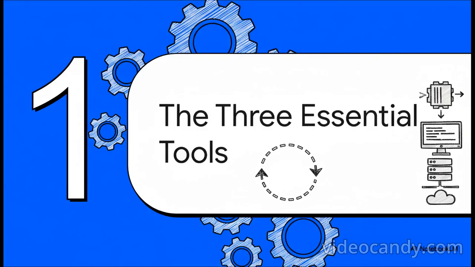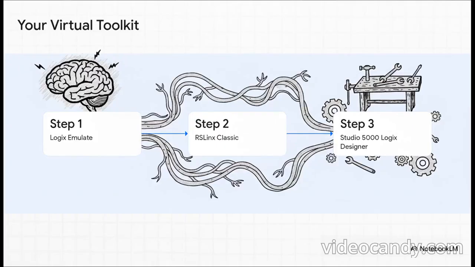Okay, so to pull this off, you're going to need a very specific set of tools. This entire virtual setup hinges on 3 key pieces of software that are designed to work together, creating a totally seamless environment right on your desktop. And here they are, our 3 musketeers. You got Logix Emulate, RSLinx Classic, and Studio 5000 Logix Designer. Think of them as the brain, the nervous system, and the workbench of our virtual machine.